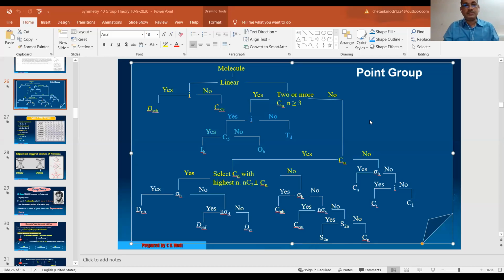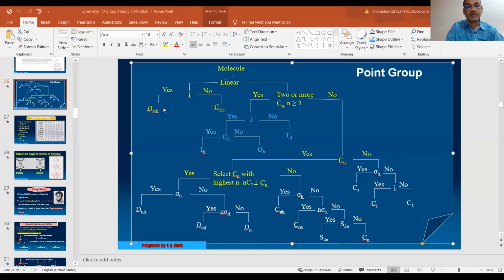So friends, in my last video, I was discussing the point group. Now, how to define the point group of a particular molecule. I will repeat again. For example, if the molecule is linear and consists of a center of symmetry i, then the point group must be D infinity h.